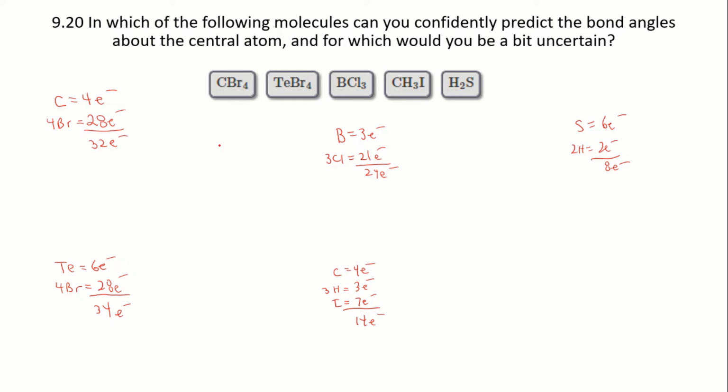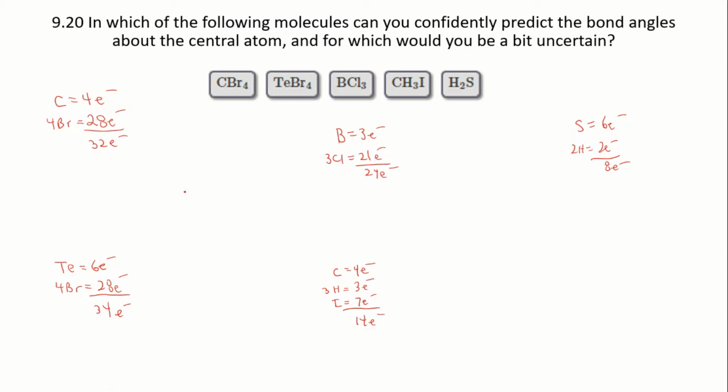Question 9.2 from the homework: in which of the following molecules can you confidently predict the bond angles around the central atom, and for which would you be a bit uncertain? To answer this question, we worked through a similar series when we looked at methane, ammonia, and water. We talked about the effect of lone pair electrons on the geometry.